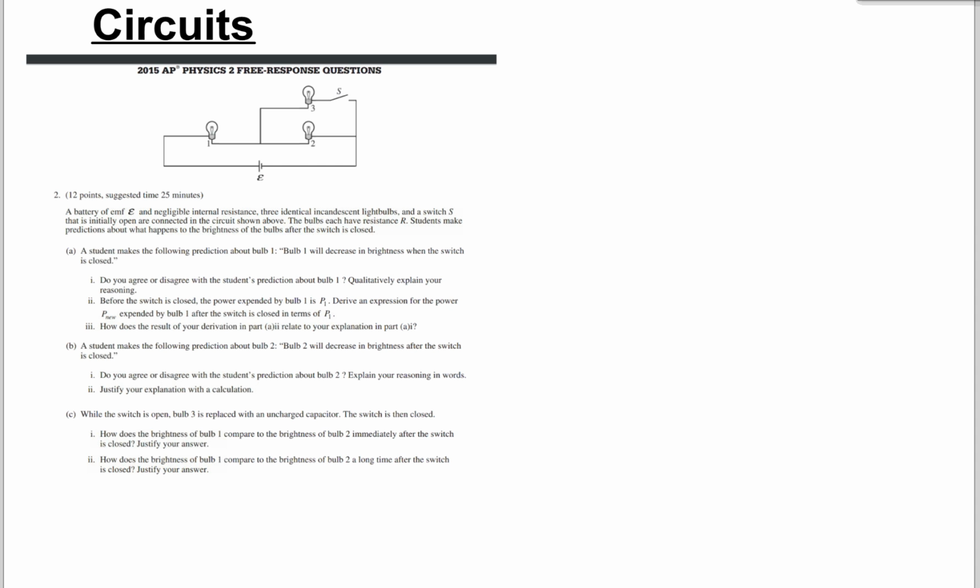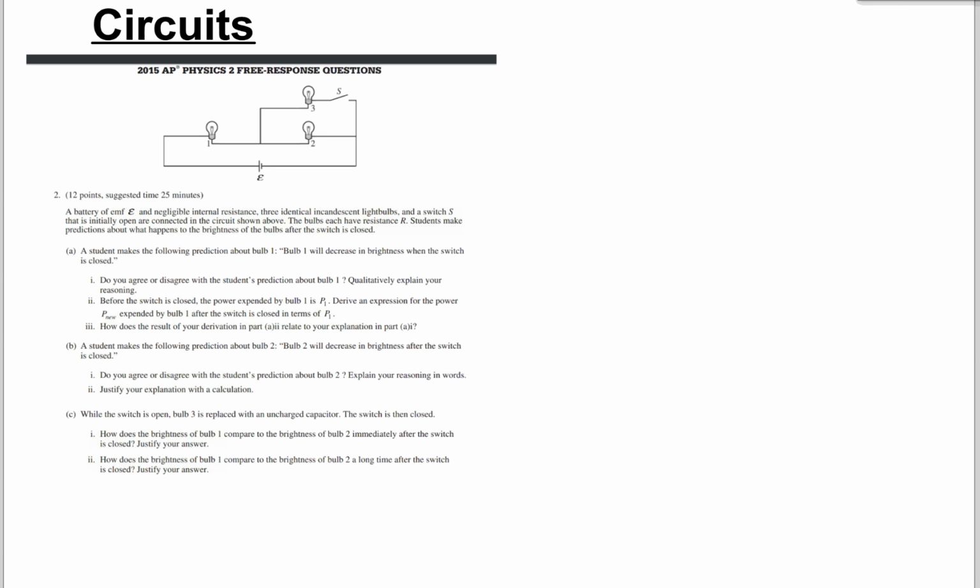All right, some circuits questions. We have a battery, EMF E, and three identical incandescent light bulbs with a switch. The bulbs each have resistance R. Students make predictions about what will happen to the brightness of the bulbs after the switch is closed. So part A, a student makes the following prediction. Bulb 1 will decrease in brightness when the switch is closed.